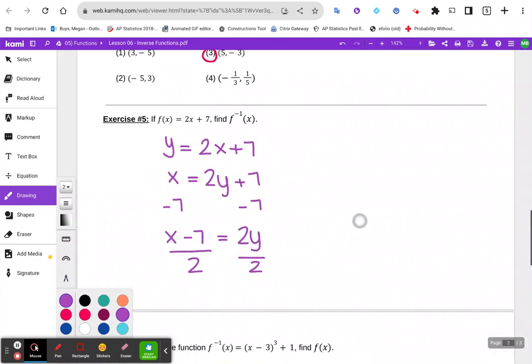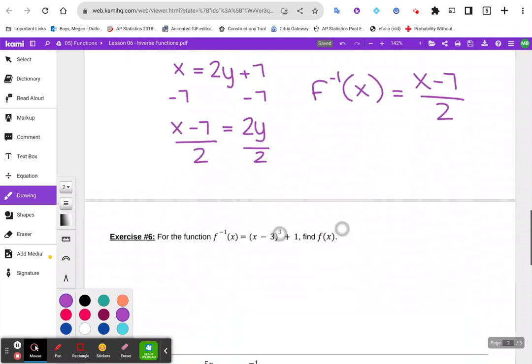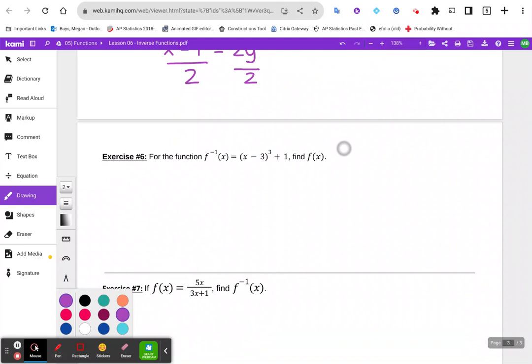Now, the thing to notice at the end is that I'm going to write it in inverse notation again. My inverse of that original f of x is this, which makes sense, right? You're subtracting the 7 over and you're dividing by 2. Okay. When I look at something like 6 here, you can do the same thing.